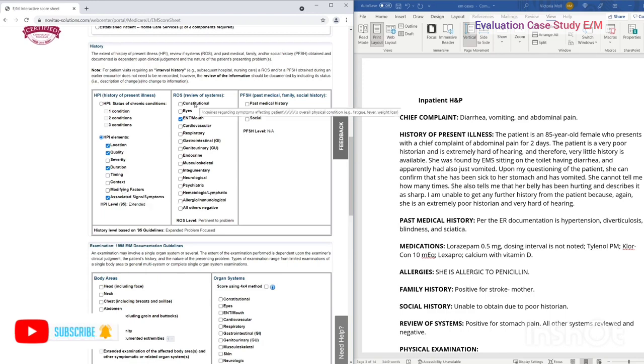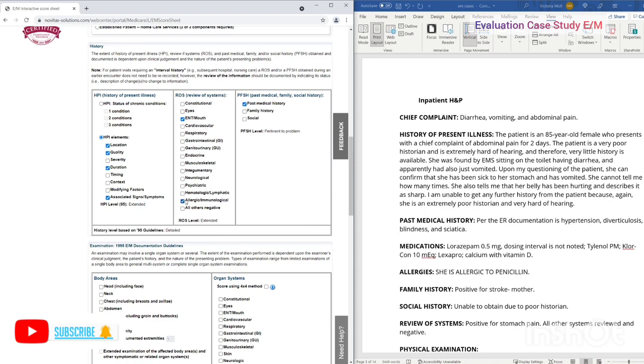As far as review of systems, now we can scroll down a little bit more and we'll get to that section here. But first, what we have is our past medical history. So we have past medical history per the EMR, hypertension, diverticulosis, blindness, sciatica. Medications can also be considered past history. Now, allergies. Allergies can go one of two places. And depending on what you're scoring, you can put it in whatever area might better prove that level. So allergies, we have here under our review of systems, right? We have allergic. It could also go in past history, but we already have other past history. So let's click the box over here, right?